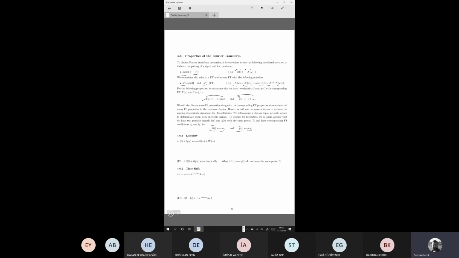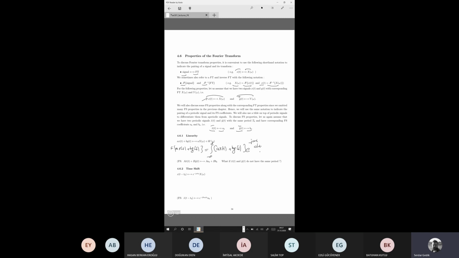Well, the first property is the linearity property. Linearity property is simple. So if you have a x of t plus b y of t at the input, if you find the Fourier transform for the signal, you have a X of omega and b Y of omega as the Fourier transform. So let's prove this. I have a x of t plus b y of t. This is simply the integral of a x of t plus b y of t, e to the power minus j omega t, dt.